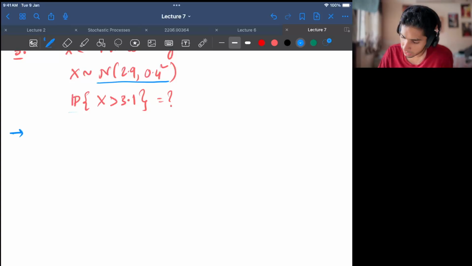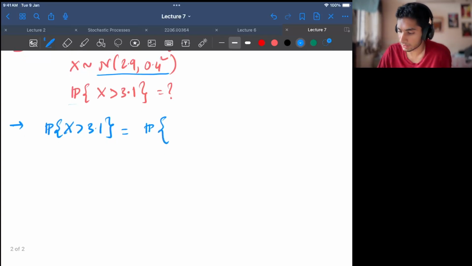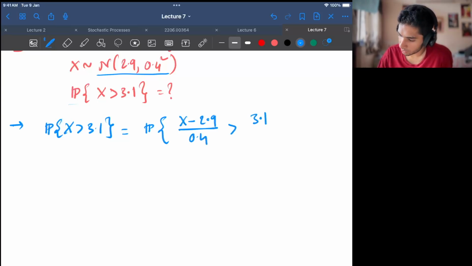Okay, so this thing, probability of x greater than 3.1, is equal to, you just shift and scale basically. Just shift and scale it according to its mean and variance, that's all. So you just do x minus mean, which is 2.9, divided by its standard deviation, which is 0.4. This thing should be greater than, you do the same thing on the RHS of the inequality by 0.4, right?